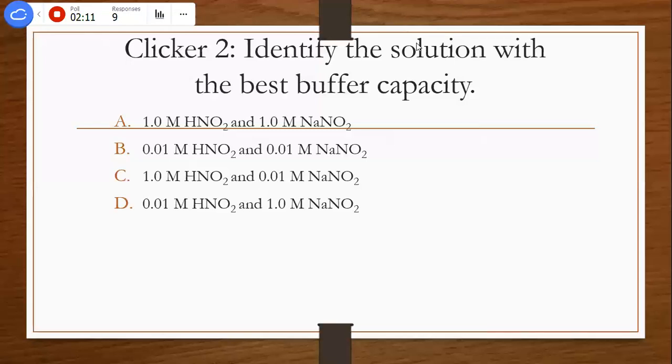So we're just looking at the size and trying to determine which one of these can neutralize the most acid and the most base.